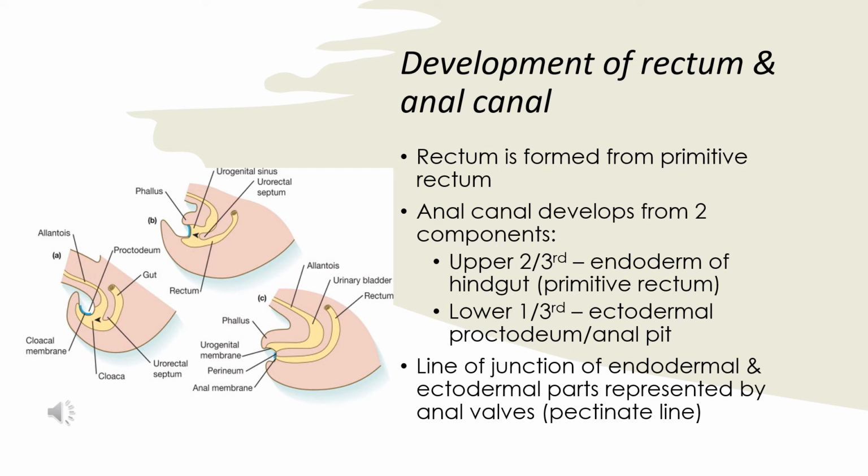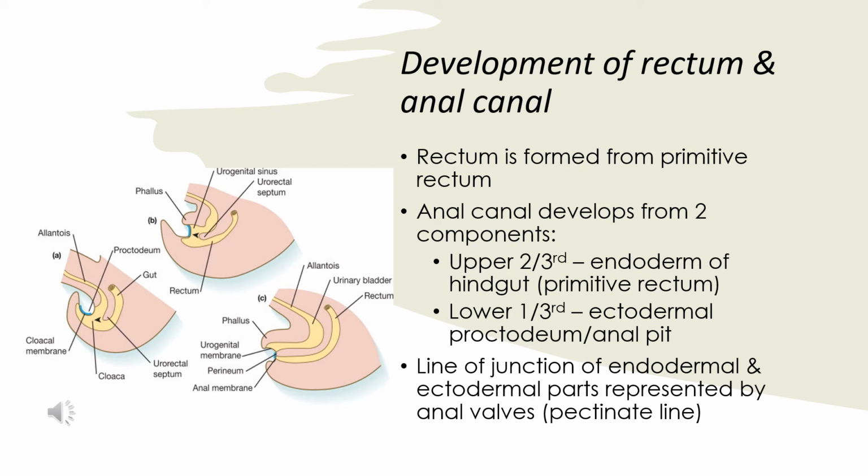These two parts are separated by the anal membrane initially, and later this membrane ruptures and the line of junction of the endodermal and ectodermal parts is represented by the anal valves. You already studied that the anal valves form a demarcating line called the pectinate line.